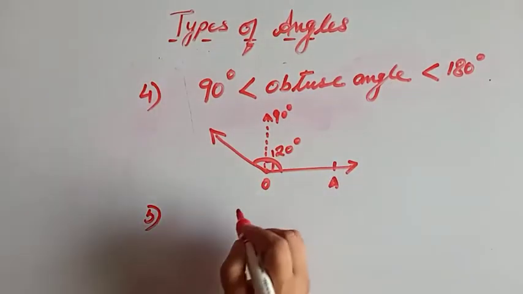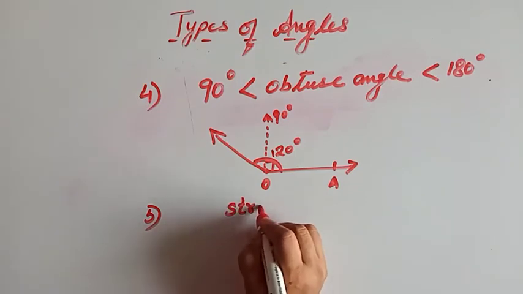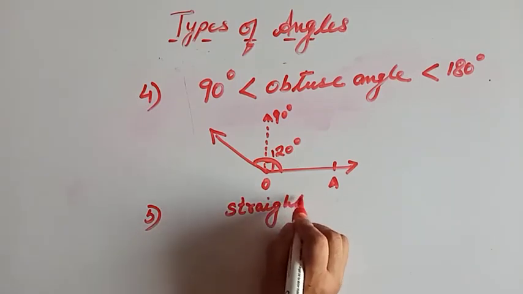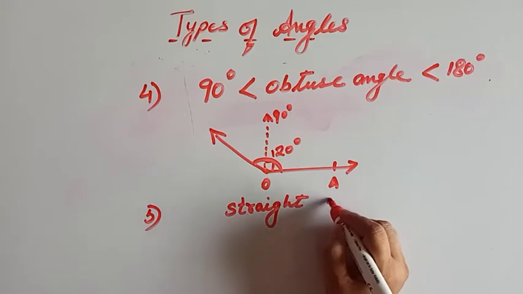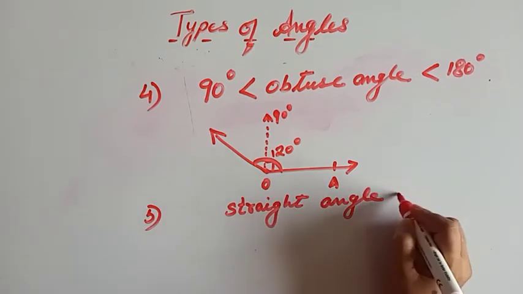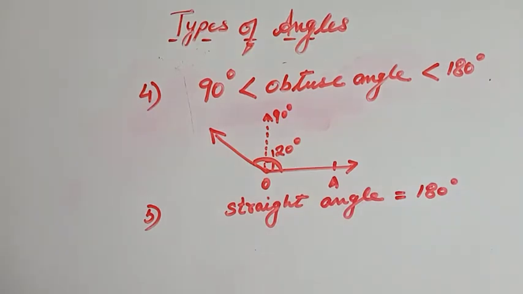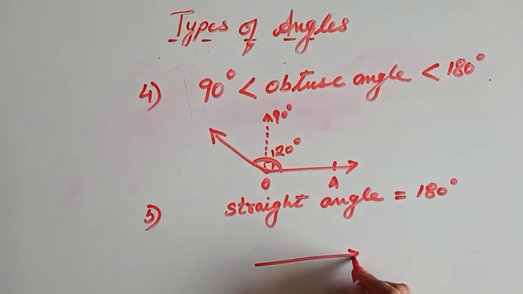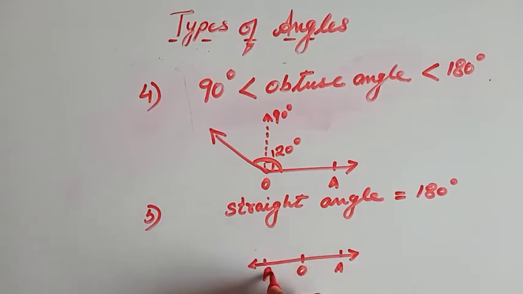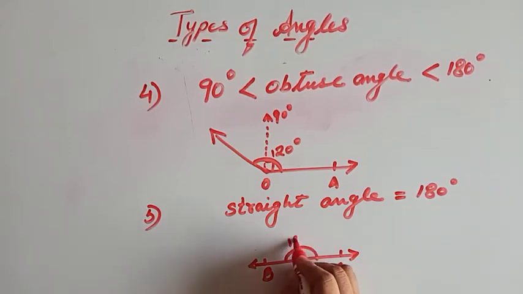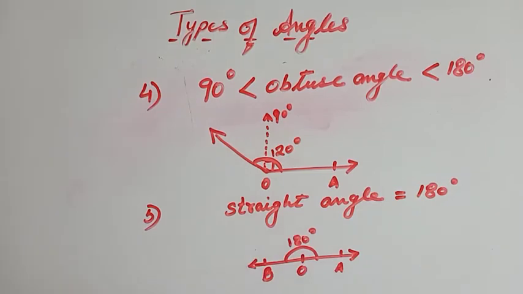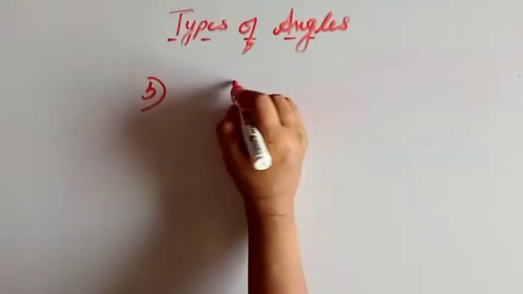The fifth one is straight angle. Straight angle is always equal to 180 degree. How will you make a straight angle? This is O, this is A, this is B, this is 180 degree. A straight line is 180 degree. Clear?